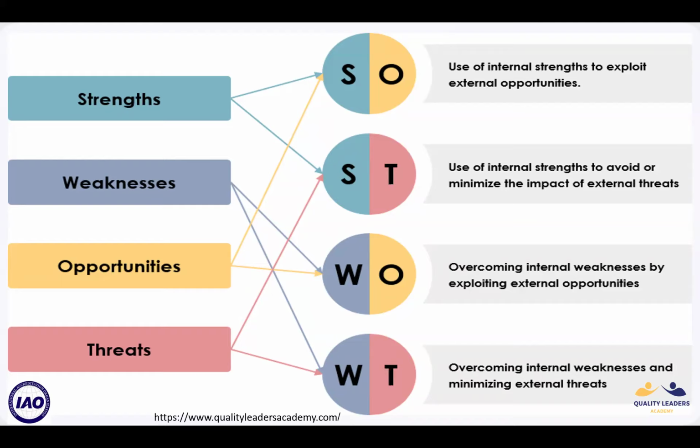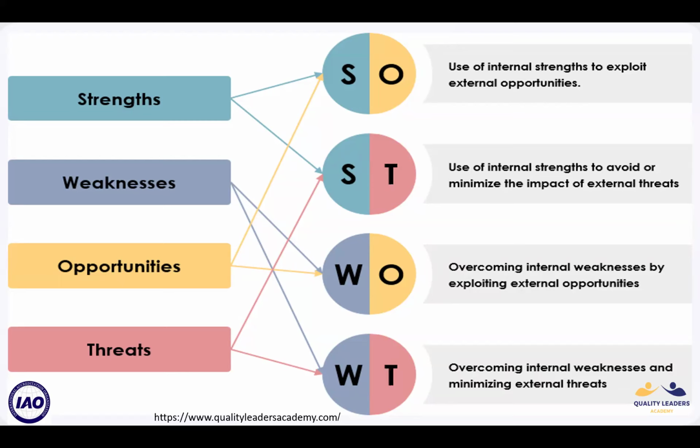ST is strength and threat. Here, in the same example, we have strong reputation as the strength. Competitor opened is a threat. But let's emphasize our patient experience score. By doing this, that's an ST strategy for us.